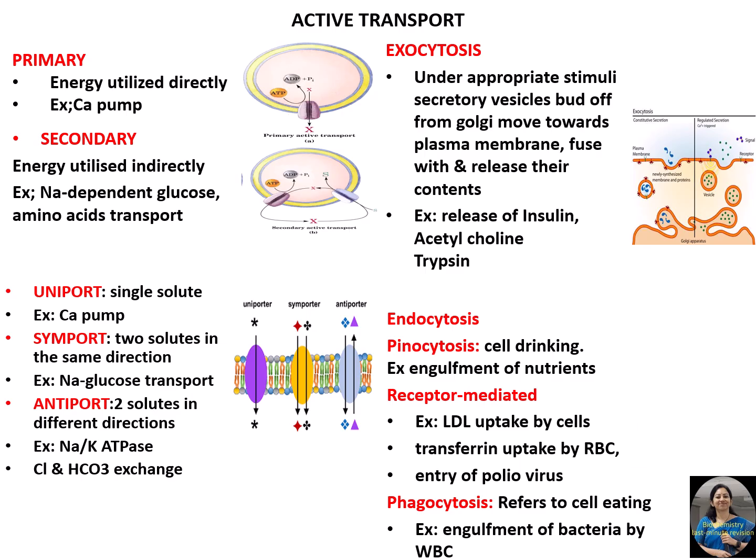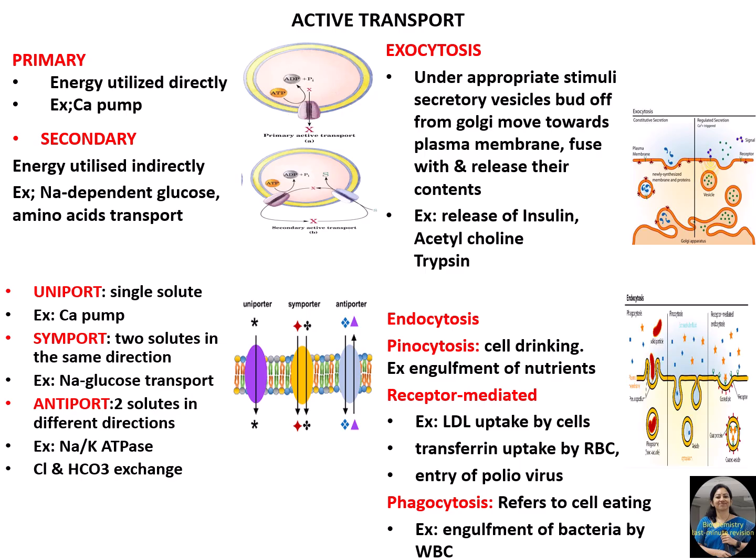The last one is endocytosis, which is of three types. Pinocytosis refers to cell drinking. A good example is engulfment of nutrients. The next one is phagocytosis, which refers to cell eating, that is engulfment of pathogens by the WBC or the leukocytes. The last one is receptor mediated endocytosis. An example is uptake of LDL by the target cells.